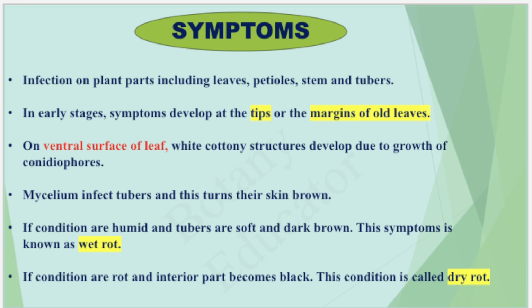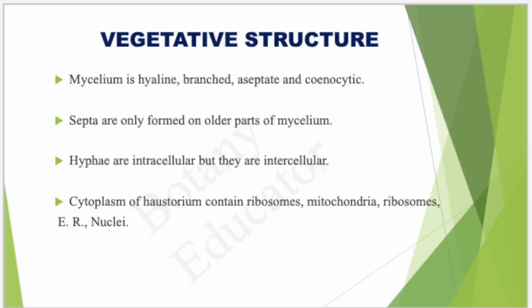Mycelium infects tubers and they turn skin brown. If the conditions are humid and tubers are soft and dark brown, these symptoms are known as wet rot disease. This will be caused when humid conditions develop in the environment. If the conditions are dry, dry rot will be caused, and the interior part becomes black. Now we have talked about the visual symptoms.